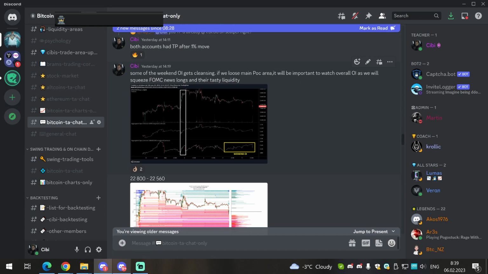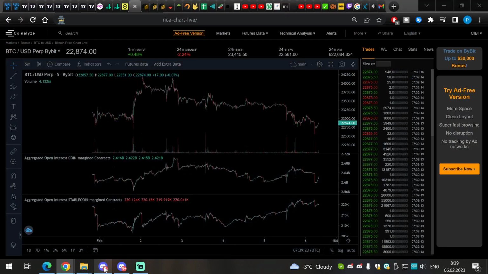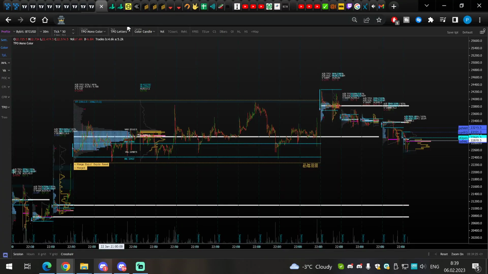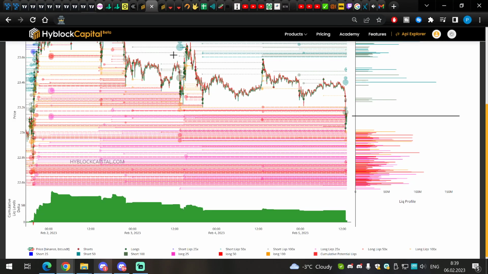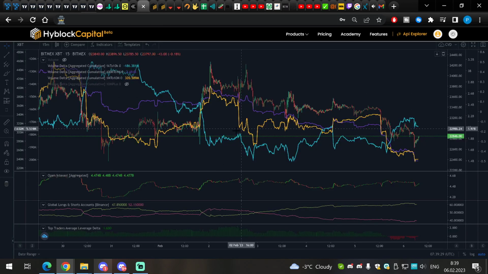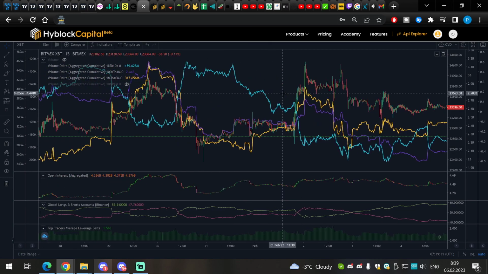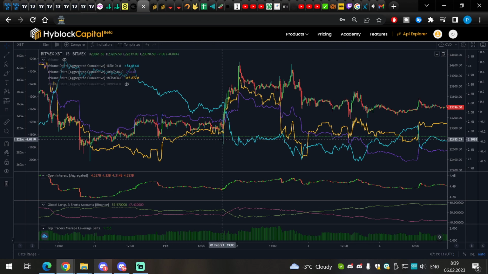So I said, if you lose the point of control area, it will be important to watch overall OI, as we will squeeze FOMC news longs and their thirsty liquidity. Yes, and if you go to Hyblock, because you utilize Hyblock really well, you can clearly see how large a push we had here. Yeah, so look here, you watch these numbers. 300 million longs from 1 million to 10 million, so big traders.